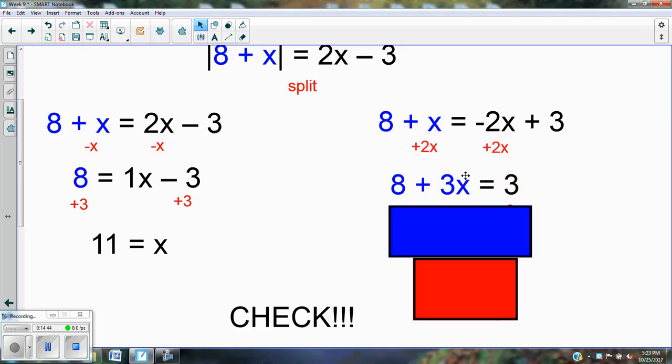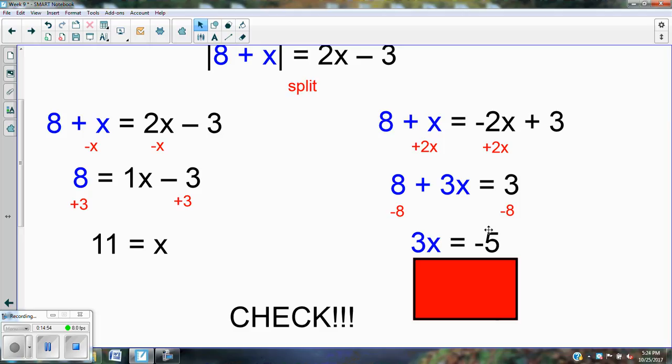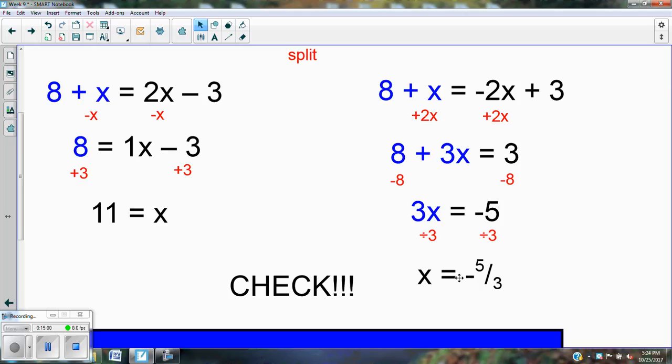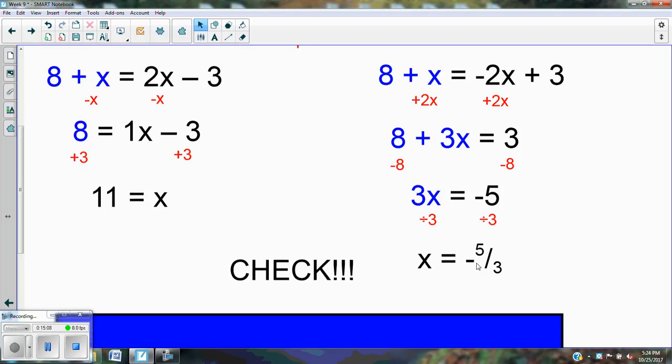On this side, we're going to add the 2x to both sides. That way we get 8 plus 3x equals 3. We're going to subtract the 8 from both sides, get 3x equals negative 5, and then divide the 3 from both sides and get x equals negative 5/3. Okay, so we have our two answers, either x equals 11 or x equals negative 5/3.